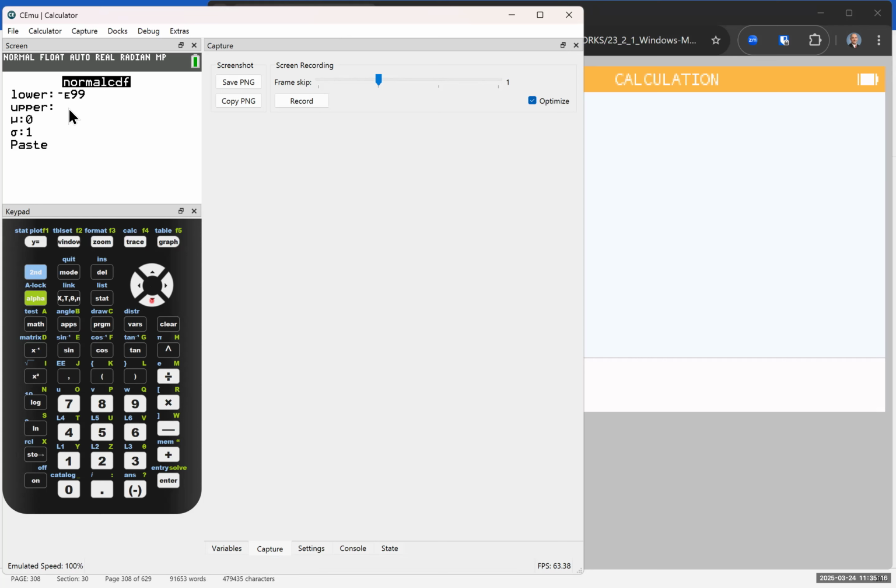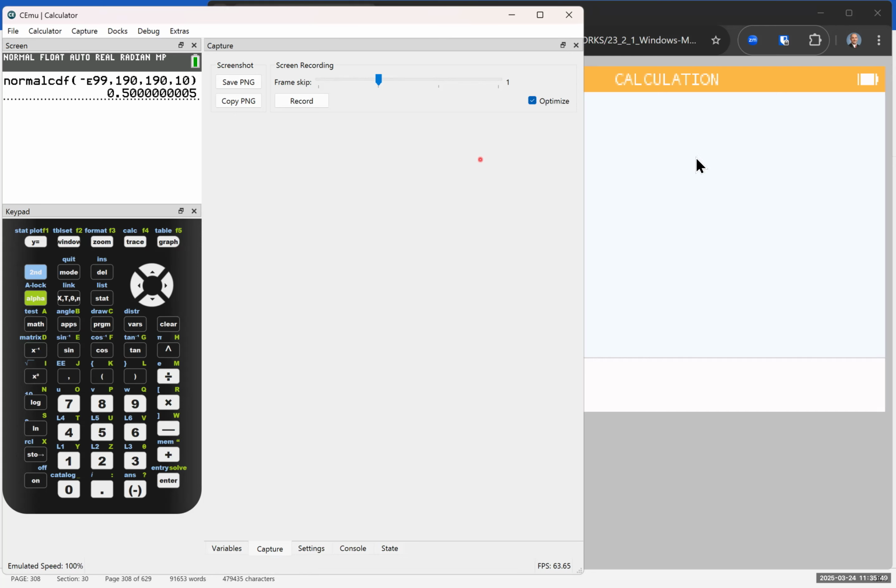Okay, now the upper bound for the area was 190, and our normal distribution had a mean of 190 and a standard deviation of 10. So now if I hit enter, it pasted that function with all of the input arguments. If I hit enter again, that's my area. So it's 50%.